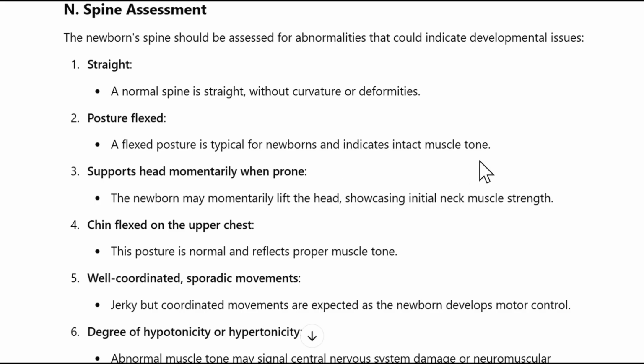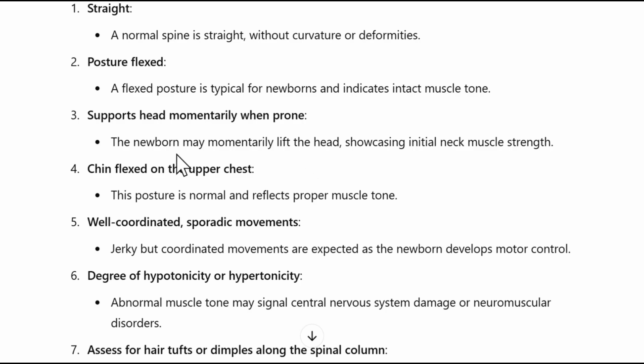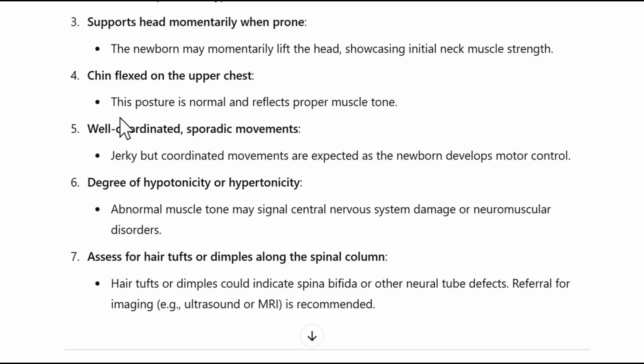3. Supports head momentarily when prone. The newborn may momentarily lift the head, showcasing initial neck muscle strength. 4. Chin flexed on the upper chest. This posture is normal and reflects proper muscle tone. 5. Well-coordinated sporadic movements. Jerky but coordinated movements are expected as the newborn develops motor control.